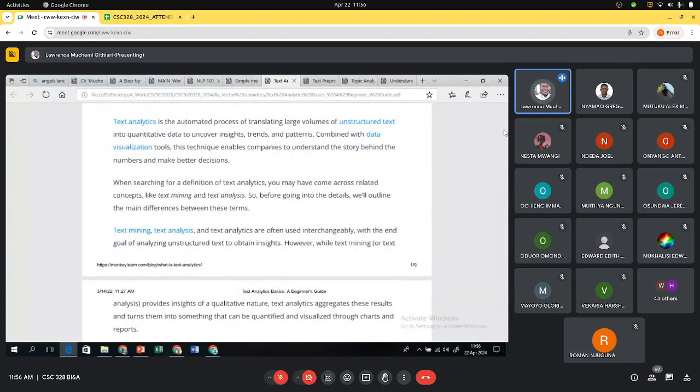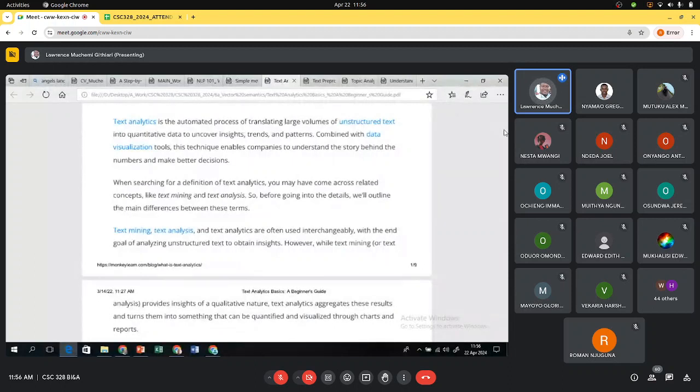And since we are now getting into text analytics, now that we already have an introduction to natural language processing, we want to understand this text analytics. So we are saying it is the automated process of translating large volumes of unstructured text into quantitative data to uncover insights, trends, and patterns.